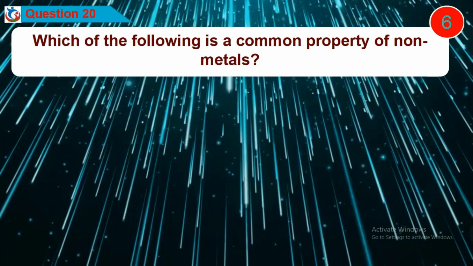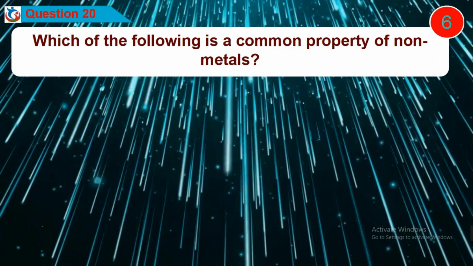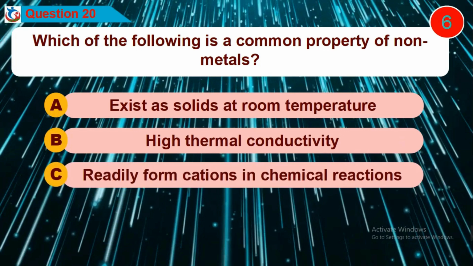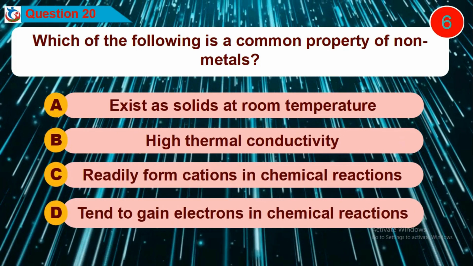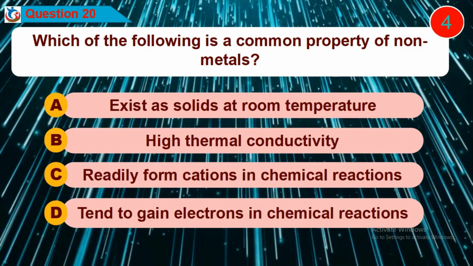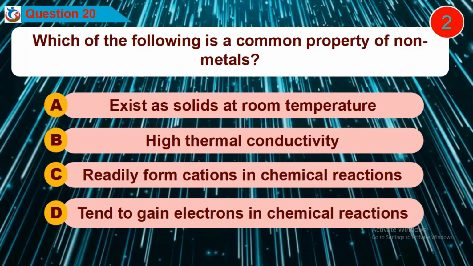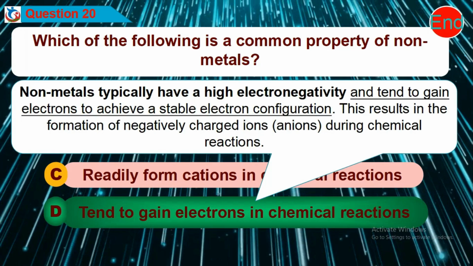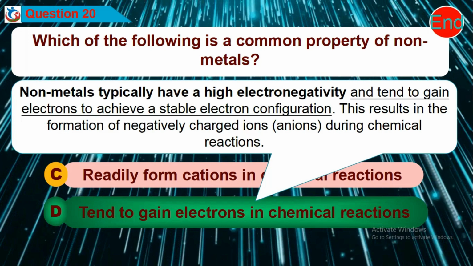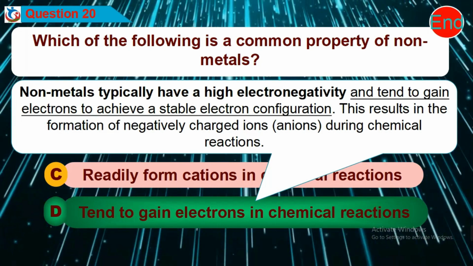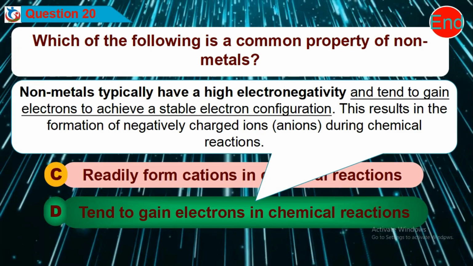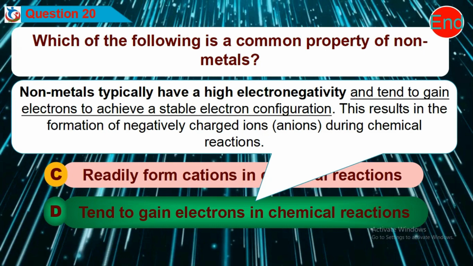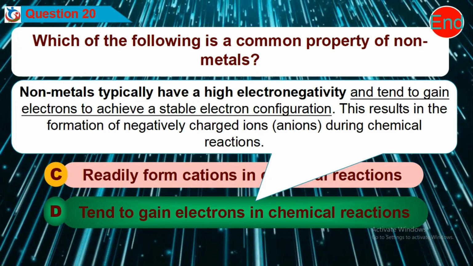Question 20. Which of the following is a common property of nonmetals? Is it option A, B, C, or D? Nonmetals typically have a high electronegativity and tend to gain electrons to achieve a stable electron configuration. This results in the formation of negatively charged ions called anions during chemical reactions.